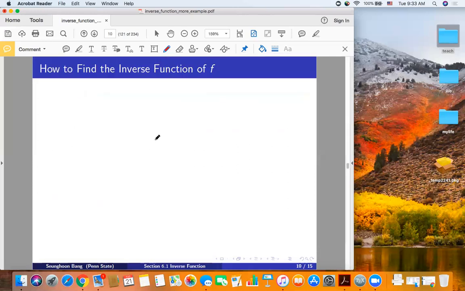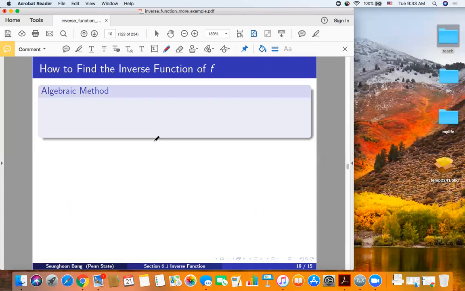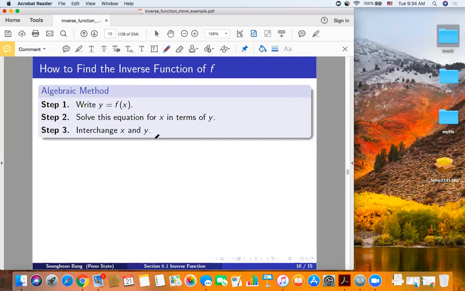So how can you find the inverse function of f? We have two methods. The first method is the algebraic method. Step 1, write y equals f of x. Step 2, solve this equation for x in terms of y. Step 3, interchange x and y. The resulting equation is y equals inverse of f of x. That's it. That we call the algebraic method.